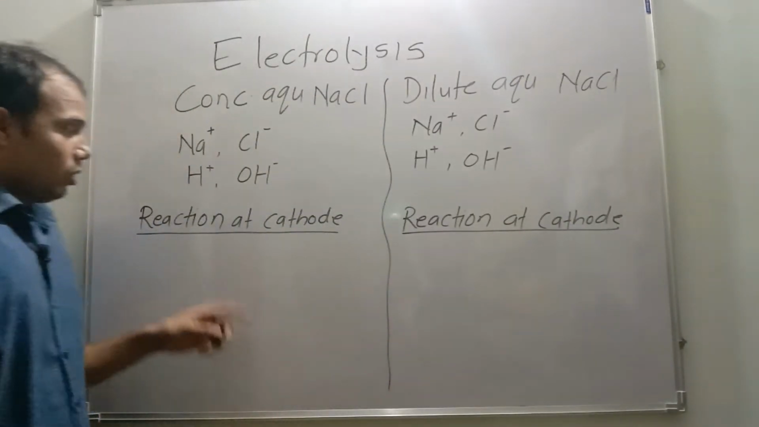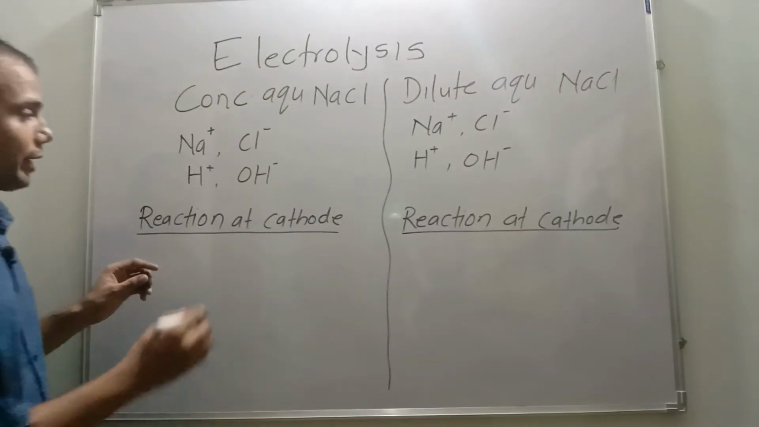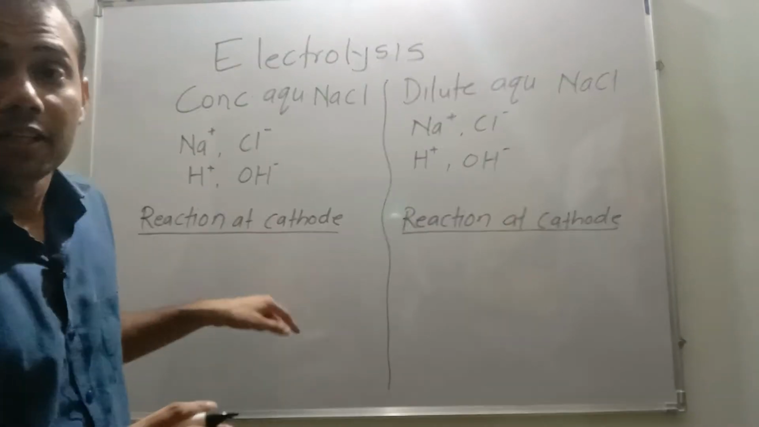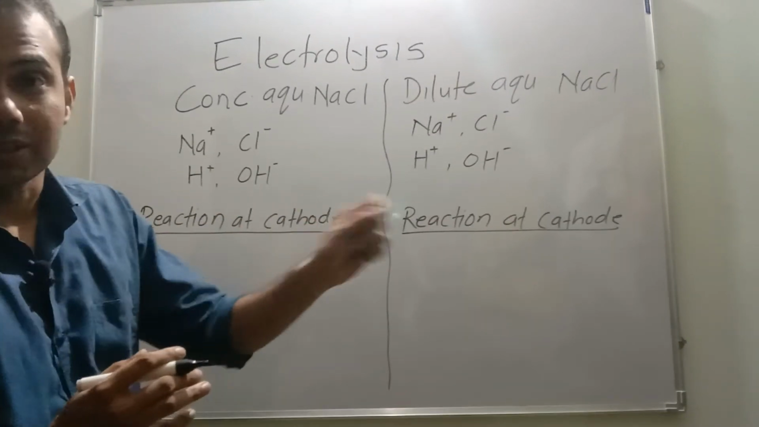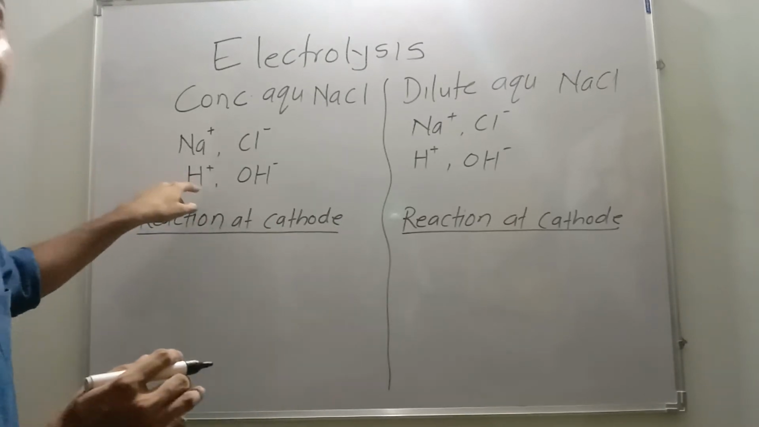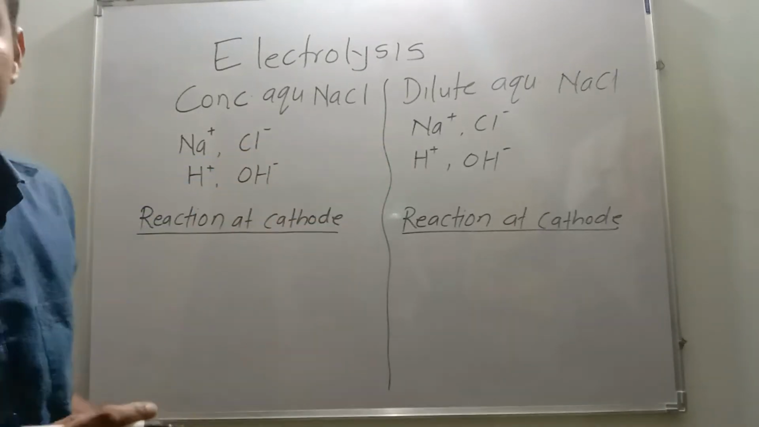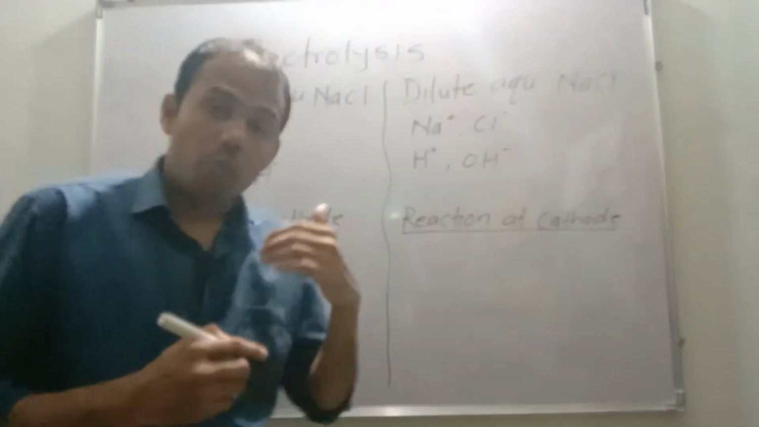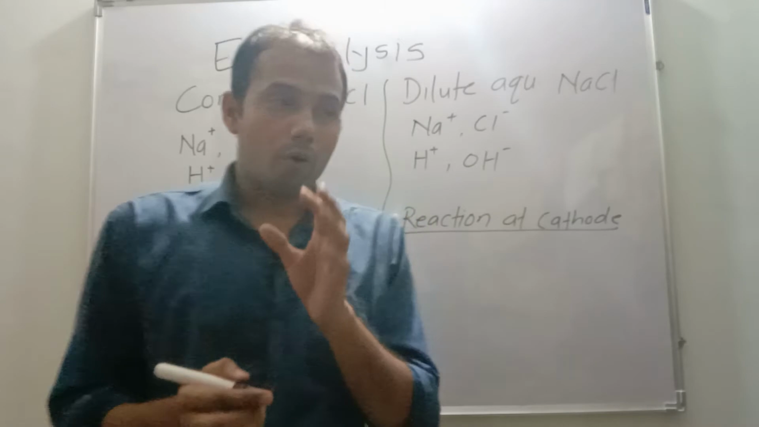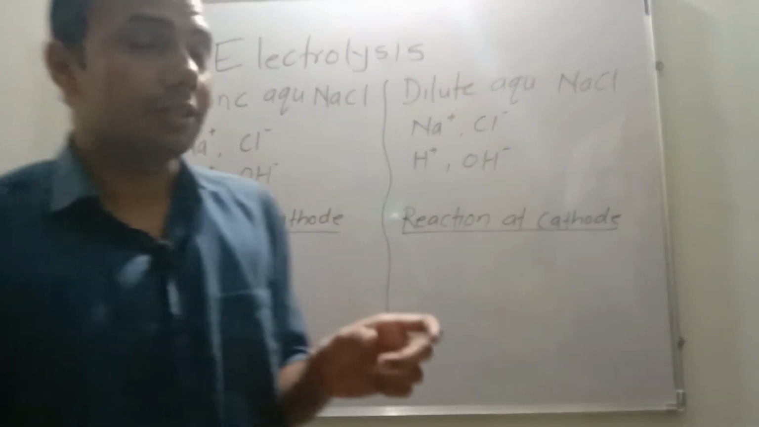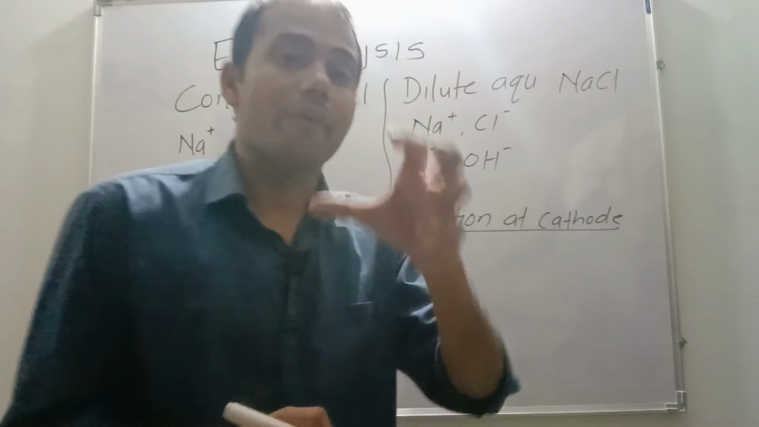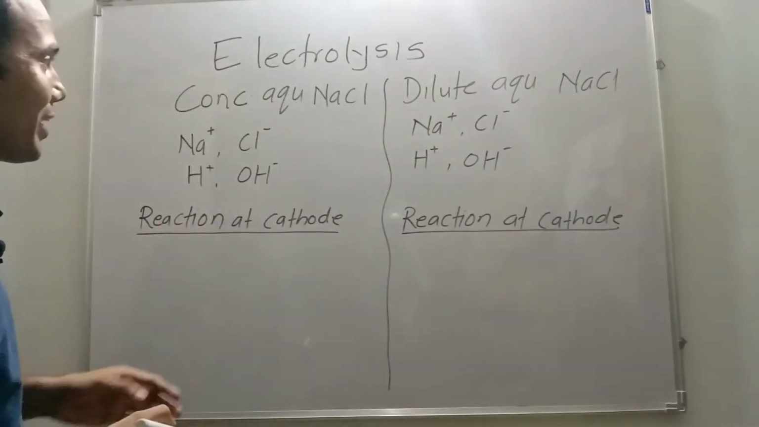Now, reaction at cathode. The cathode is a negative charge electrode, so cations are going to move towards the cathode. There are two cations, Na+ and H+, the same Na+ and H+ in both. Now which cation is going to discharge first? For this purpose we have to see the preferential discharge of ions. We have a series. I'm just going to write down those names.